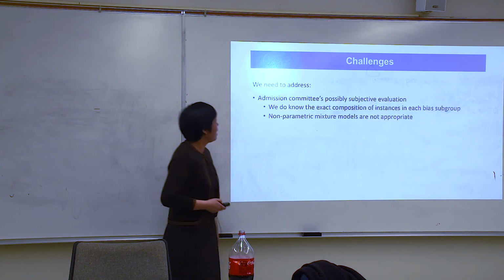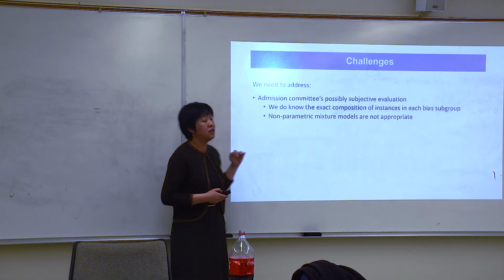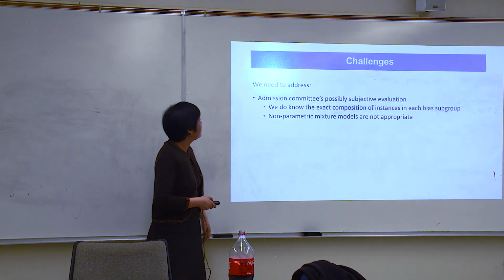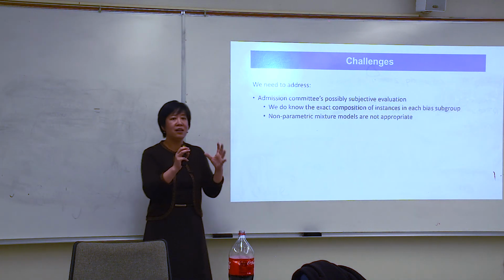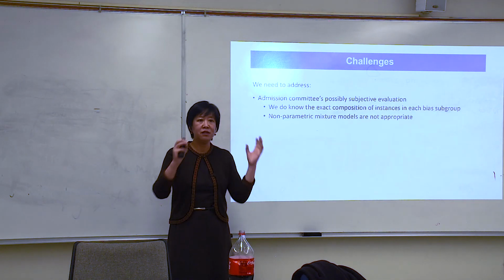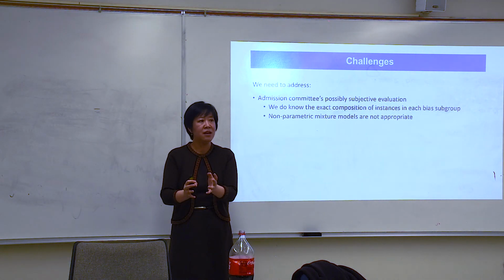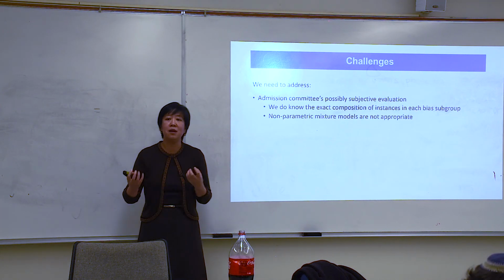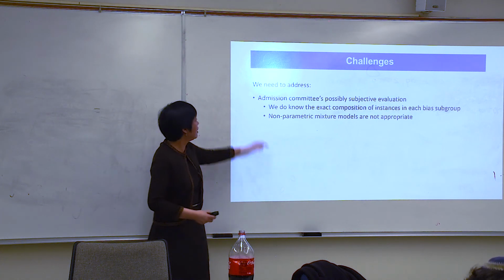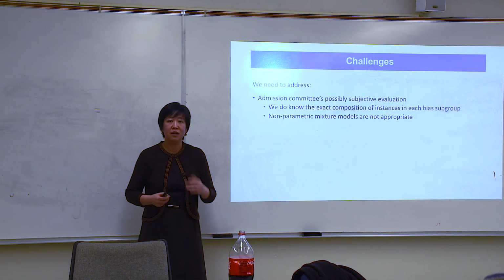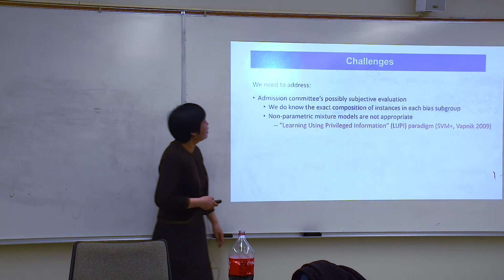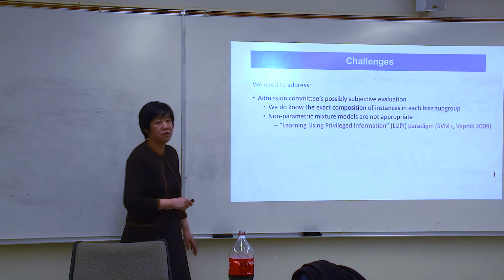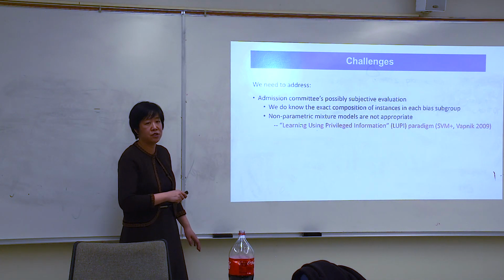What we need to address here is the subjectivity: from year to year, the admission officers are different and put different emphases. But this time, we know exactly the grouping, the bias group. We know this is a student from this year, and that is a student from that year. It's not like the previous case, where we don't know the bias group and used some non-parametric grouping from the data. Here, we actually know the grouping of the data, so we used a paradigm introduced by Vapnik called learning using privileged information. That can address this kind of issue.